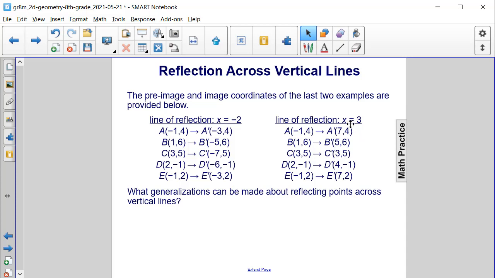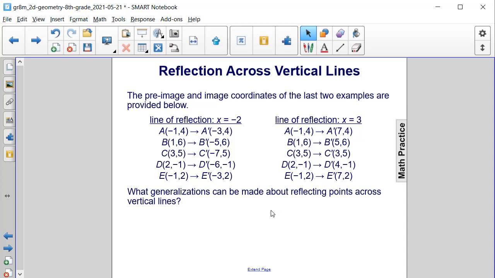When the line of reflection was x equals 3, point A went from -1, 4 to A prime, which is 7, 4 in this case. B went from 1, 6 again, but to 5, 6. C was at 3, 5, and it remained at 3, 5. Point D was at 2, -1, and went to 4, -1. And point E was at -1, 2, and went to 7, 2.